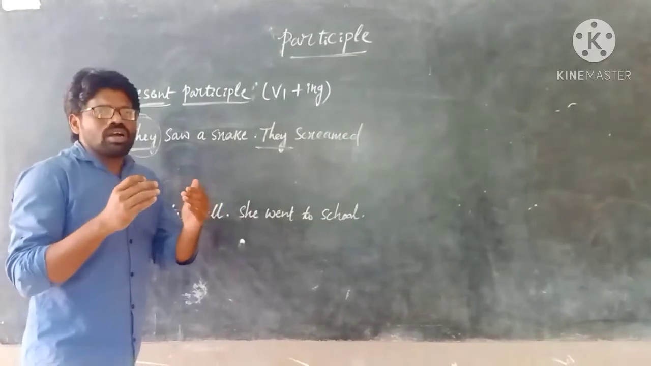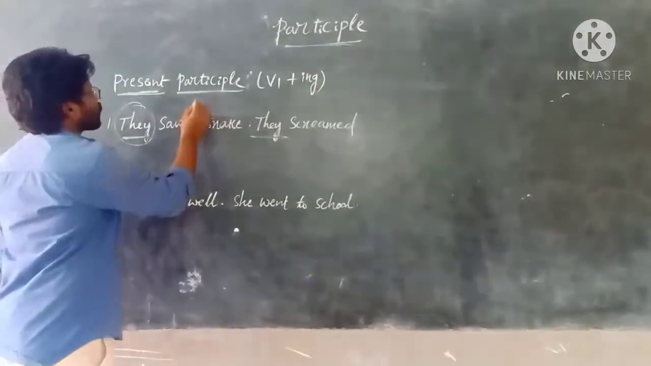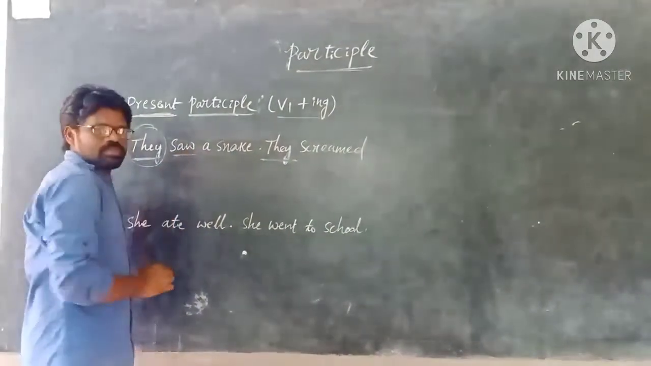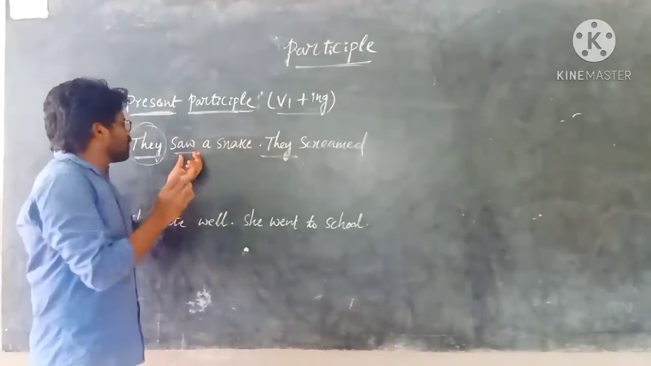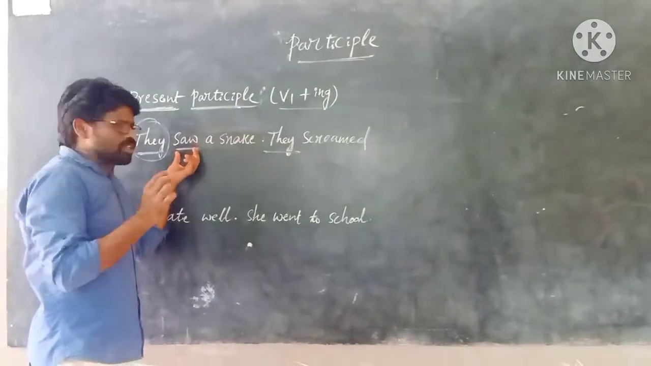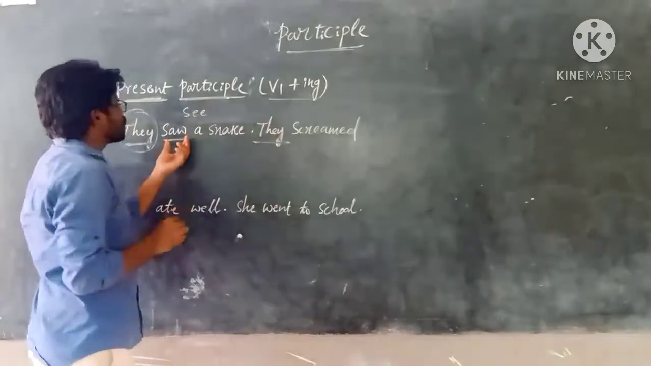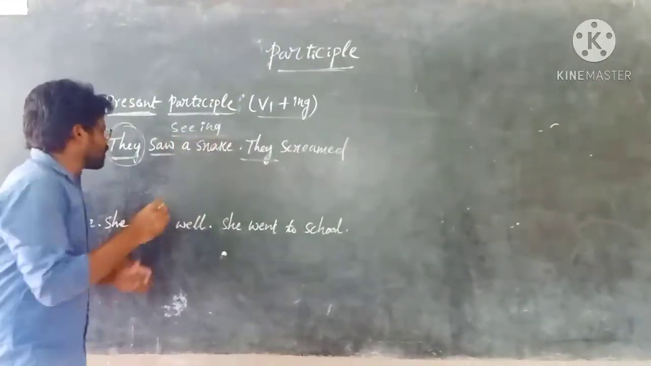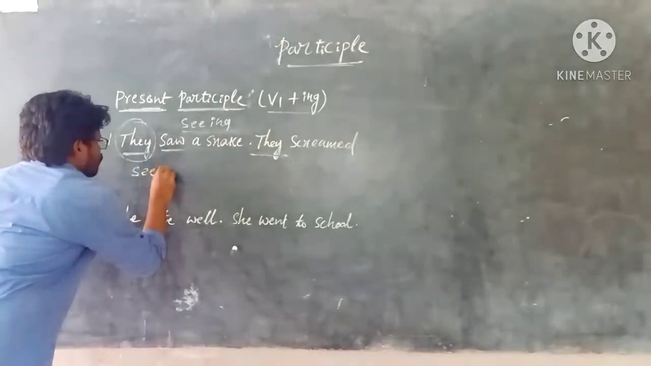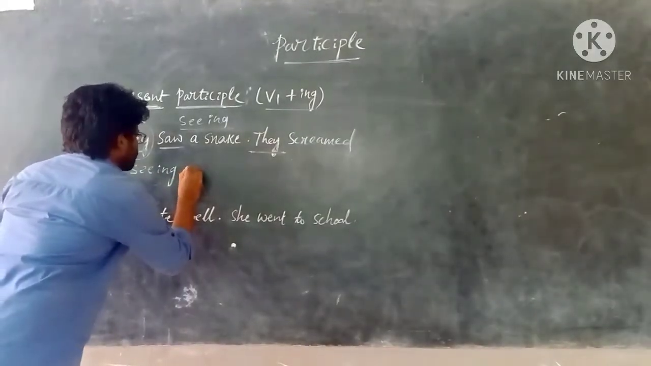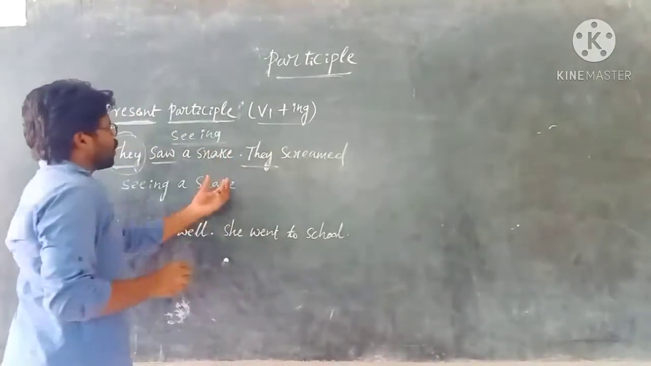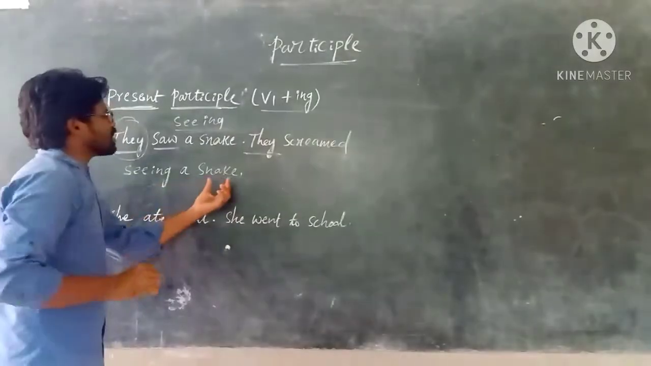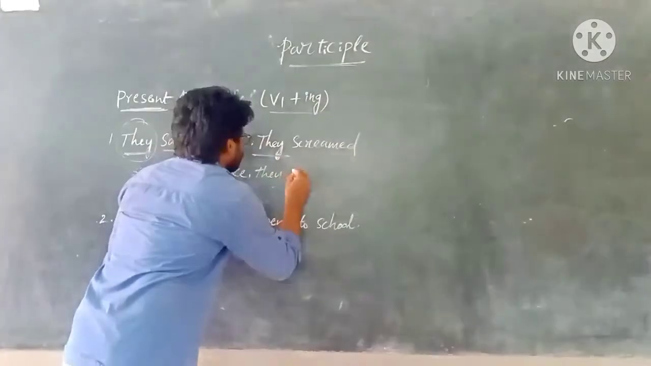While connecting the sentences, we have to start the sentence with the present participle, meaning V1 plus ing. What is the verb in the sentence? Saw is the verb. Can we add ing to saw? No, we can't. What is the base form of saw? See is the base form of saw. That's why we can add ing to see. So we start the sentence with seeing, and continue the sentence: seeing a snake. We have to place a comma instead of a full stop, because we are combining the sentences here. Seeing a snake, they screamed.